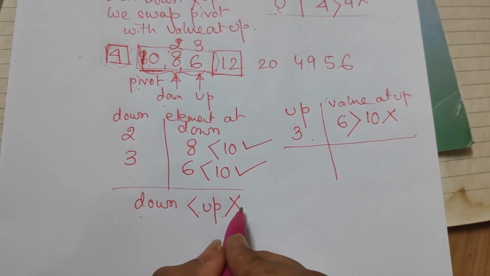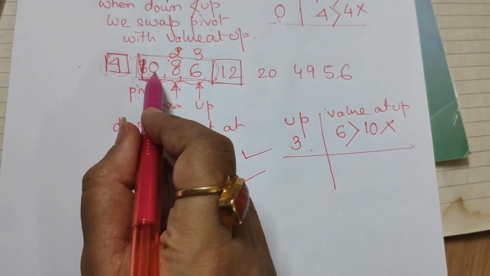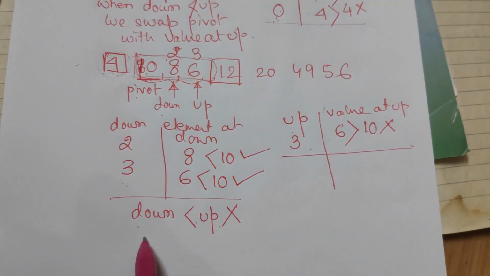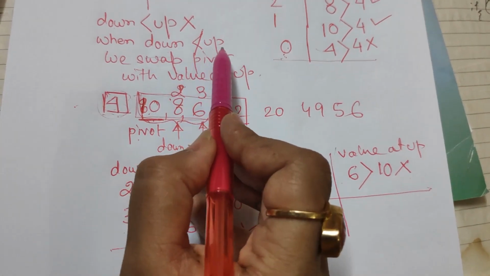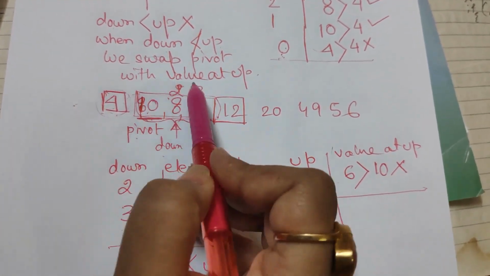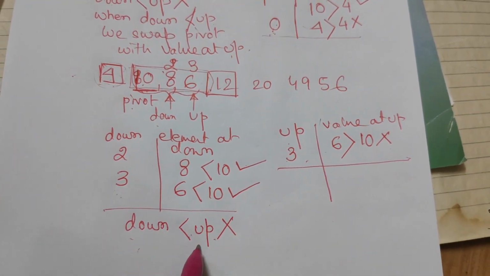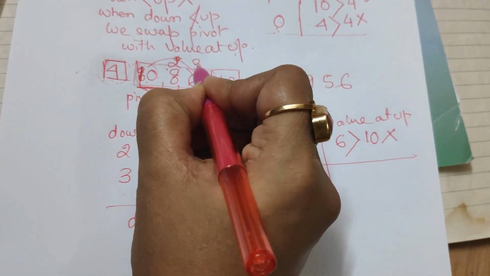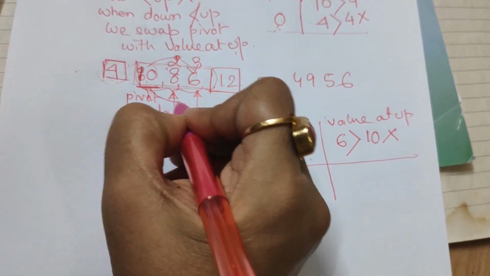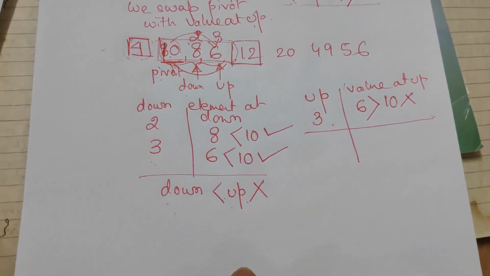So as a result, we will swap up with 10. Since down is not less than up, when down is not less than up, we swap the pivot with the up value. So since down is not less than up, we swap 10 with the element at the up position, that is 6. So 10 and 6 is swapped.